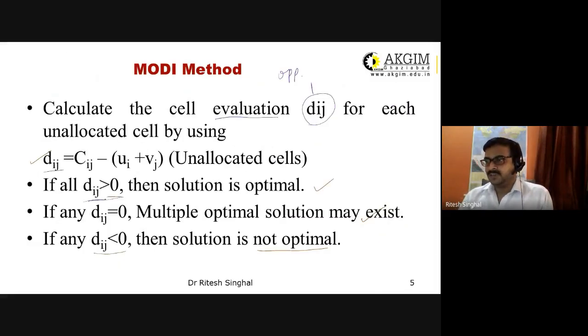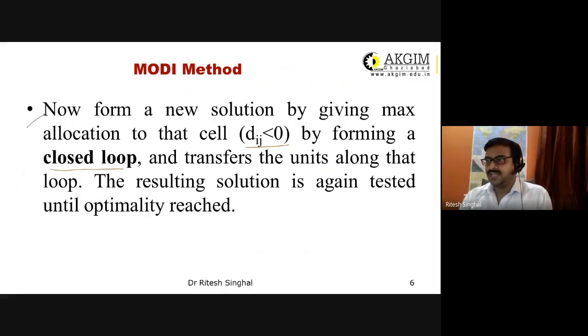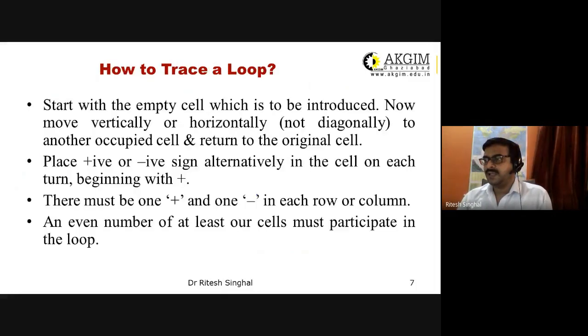If any Dij is negative, then this solution is not optimal, and we have to make it further optimal by tracing a loop using Modi's method, as we have done here. And this is again written over here, the same thing. After that, we have to trace a loop. How do we trace a loop? We start with the cell where Dij is negative, draw it vertically or horizontally, but not diagonally. Add positive and negative signs alternatively, starting with the positive sign. And along that particular loop, you have to transfer the units.